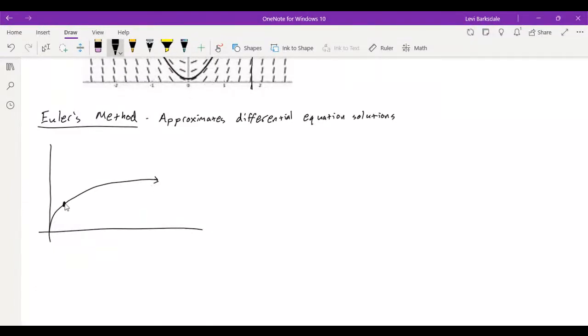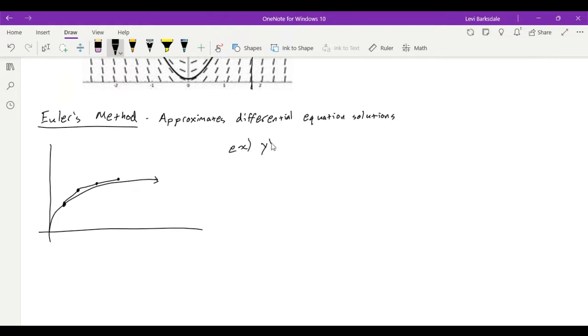starting at one point by taking a series of tangent line approximations and following those along, because it's pretty easy to come up with a tangent line approximation. So we can use those to stay pretty close to our actual solution. Now what this ends up looking like is something like this. Let's go ahead and do an example.